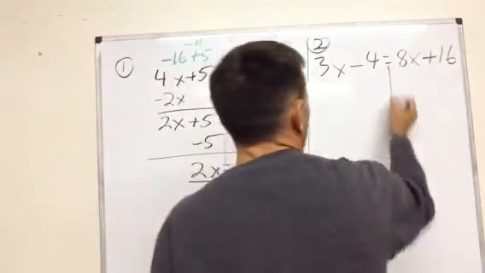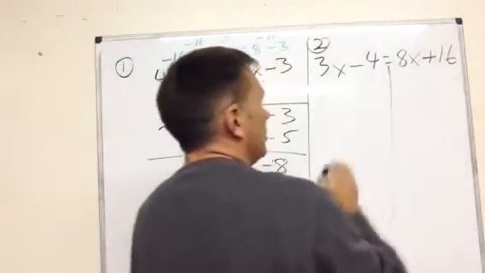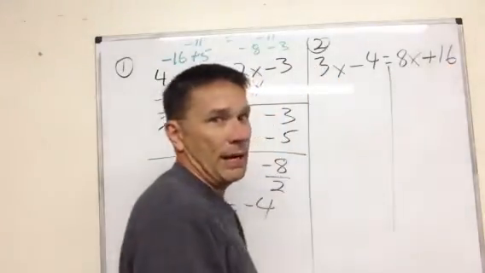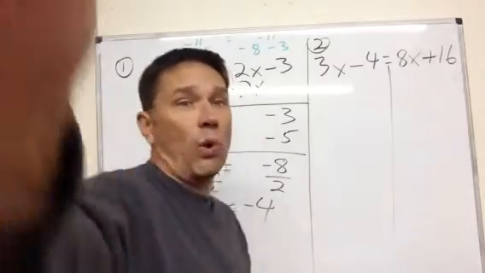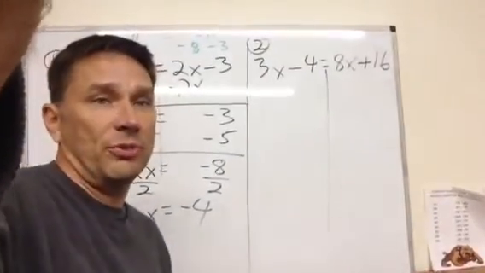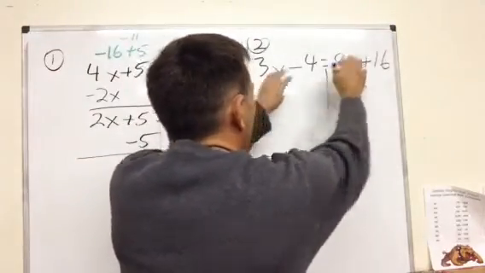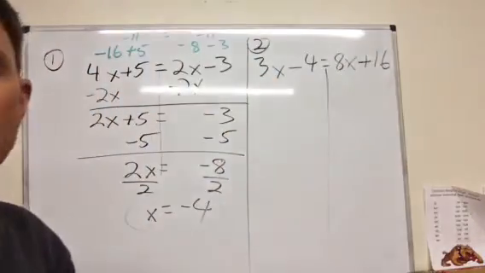Line down the middle. No distribution. 3x minus 4, we can't combine. 8x plus 16, we can't combine. But what can we do? Again, we have variables on both sides. We want to get x's on one side or the other.